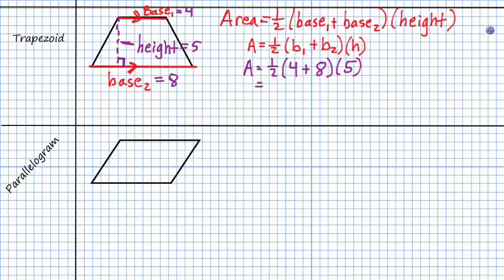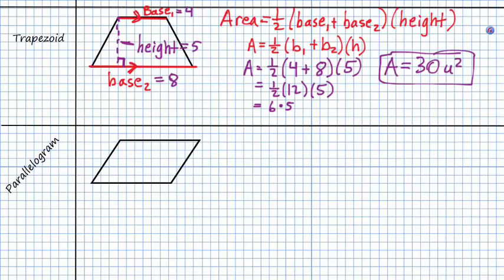So then we just go through all of our operations here. 4 plus 8 will be 12. So that's 1/2 times 12 times 5. And then we can do these in any order. So 1/2 times 12 is 6, 6 times 5, and so we get that the area is equal to 30 units squared. It's always very important when we do this area that we get an answer like this, where we state our units very explicitly. Now that we're working with areas, we need to be very explicit about our units.